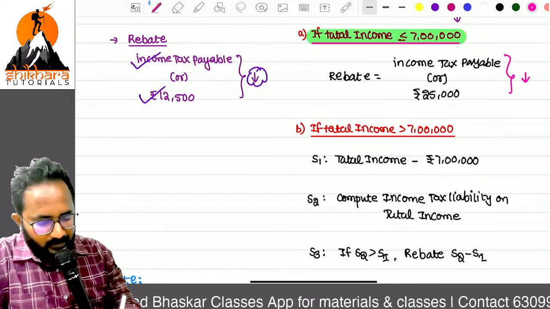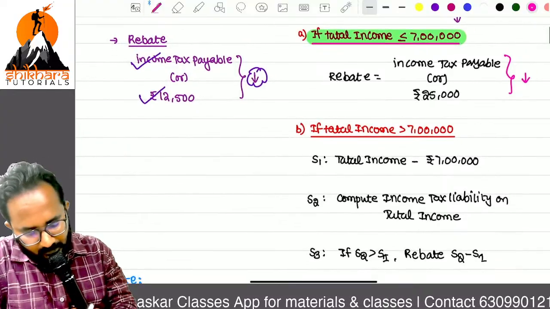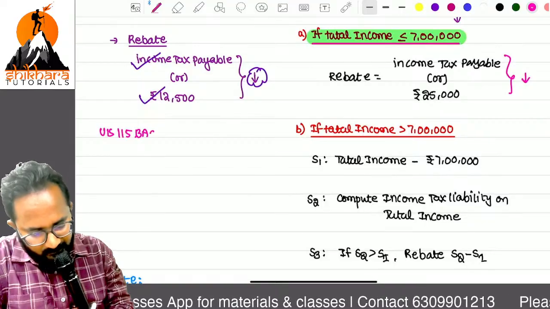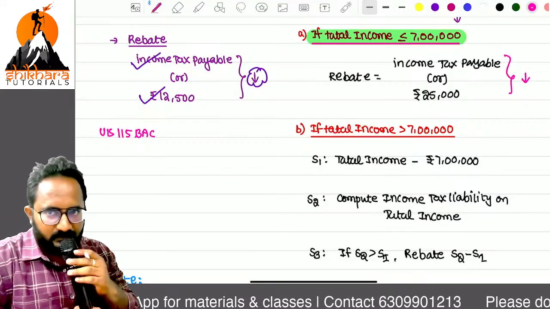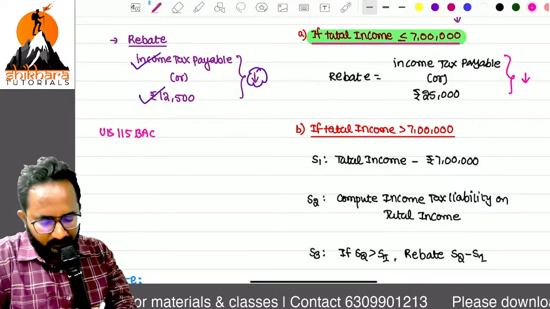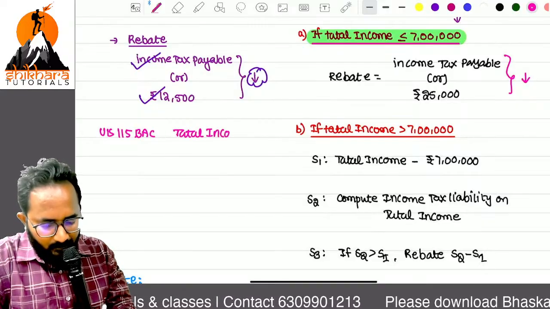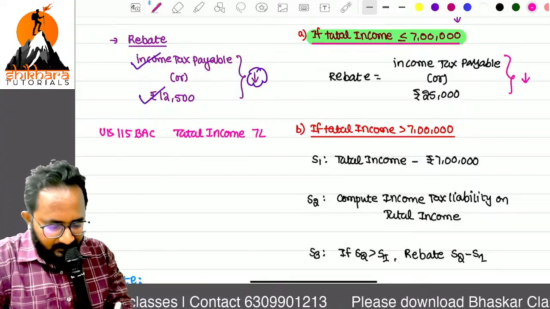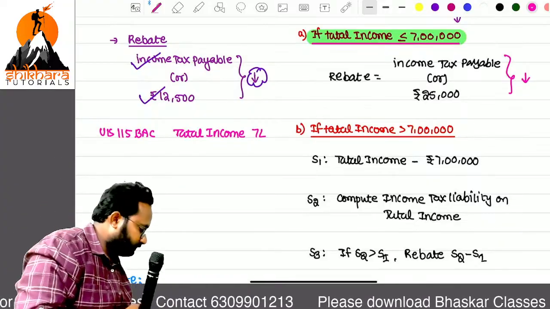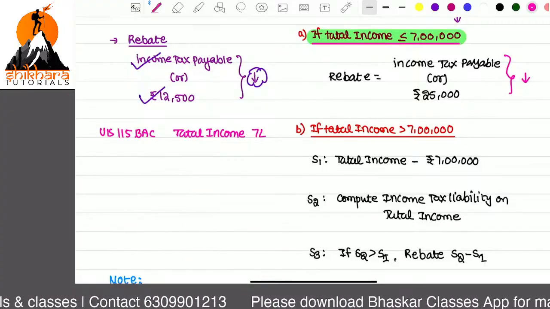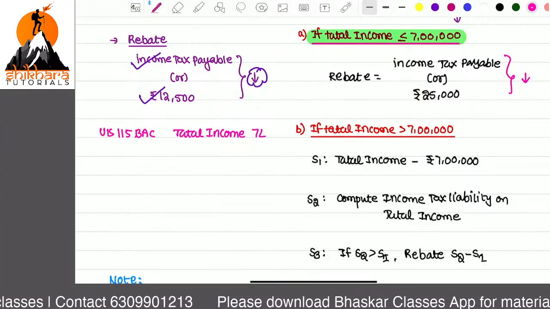Okay, so calculate the tax, ma'am, under section 115 BAC. Please calculate the tax liability if the total income is exactly 7 lakh. Please calculate. How much will you get? I have shown the computation.